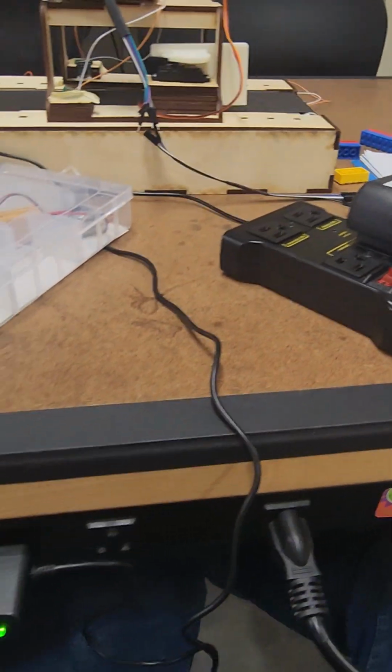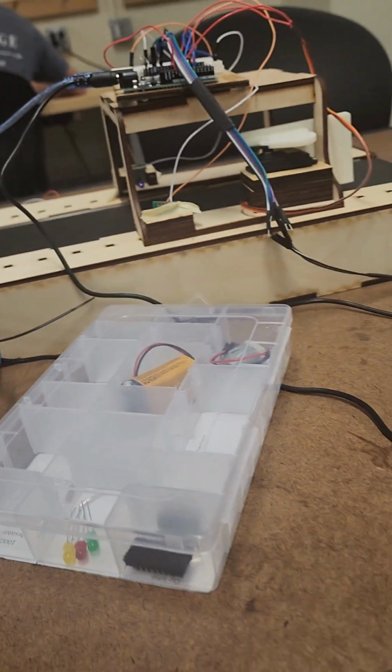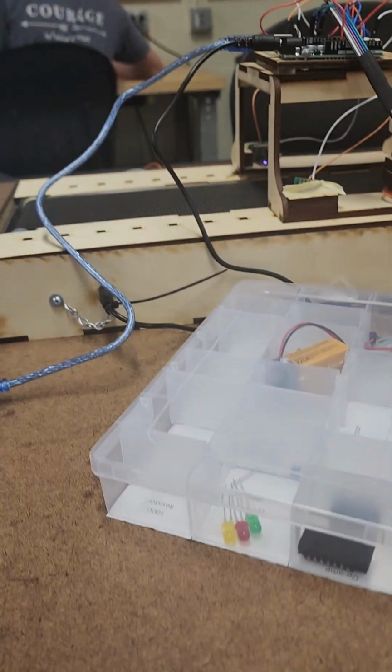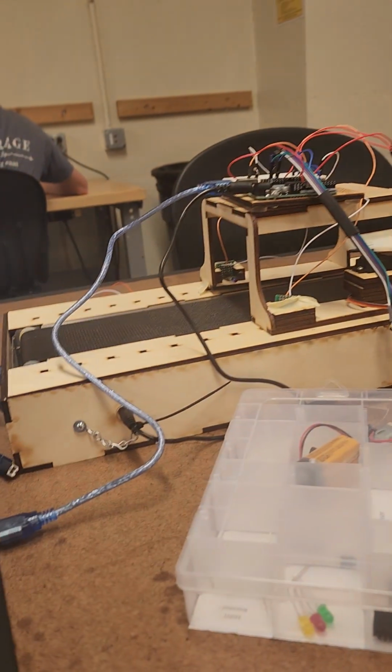Alright, so that is the system, and it would have fallen off. However, the value isn't quite right. I think I put it too far up the conveyor. But in any case, that is my program, and we're going to stop that. And that is it. That is my Project 3.